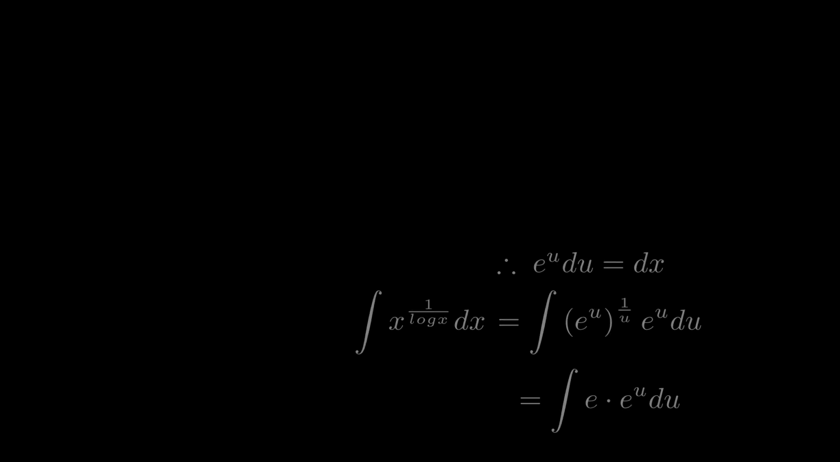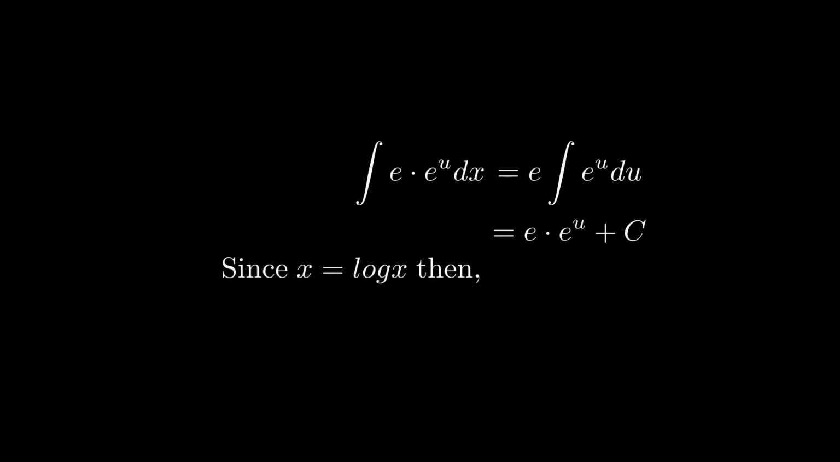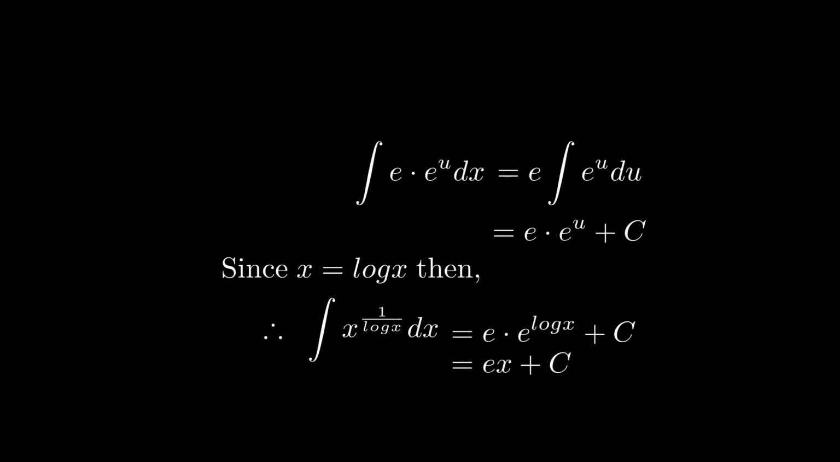So we can pull e out as a constant, and therefore we are left with the integration of e to the power u. We all know that the integration of e to the u is just e to the u, and therefore we get e times e to the power u plus c. But since we know that u is log x, then we have to substitute u back to the original variable, and therefore the integration of x to the power 1 over log x dx is e times e to the power log x, and we know e to the power log x is just x, and the answer is very simple.